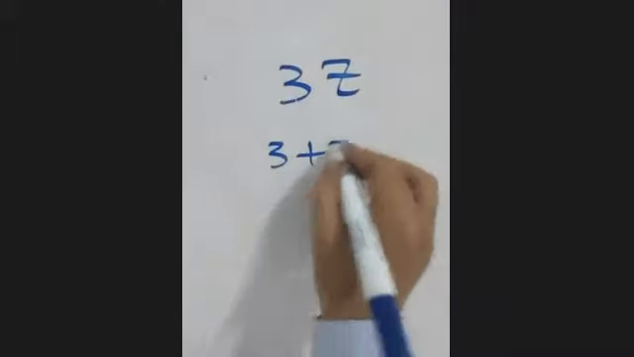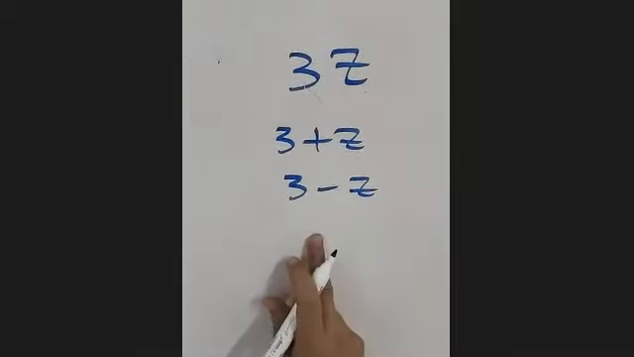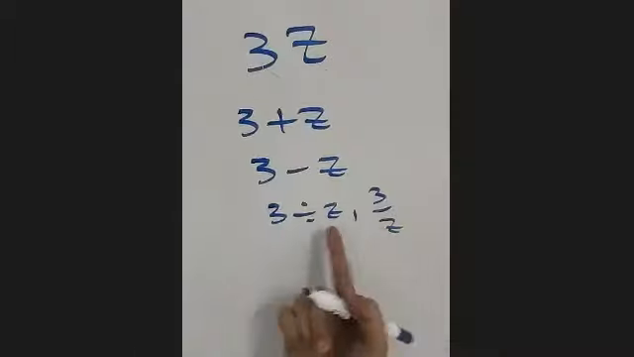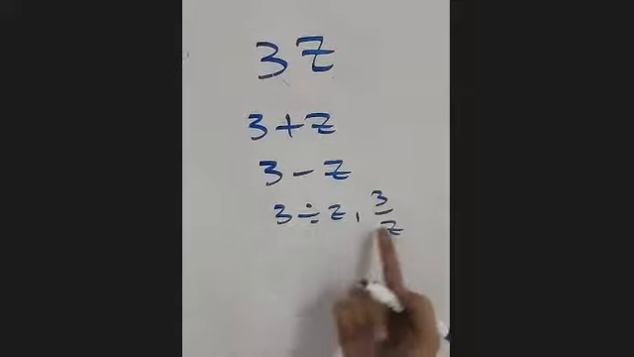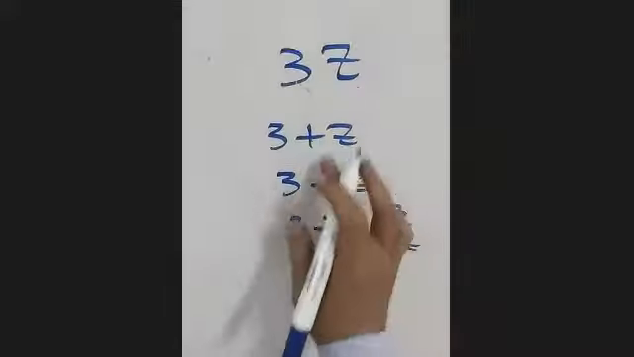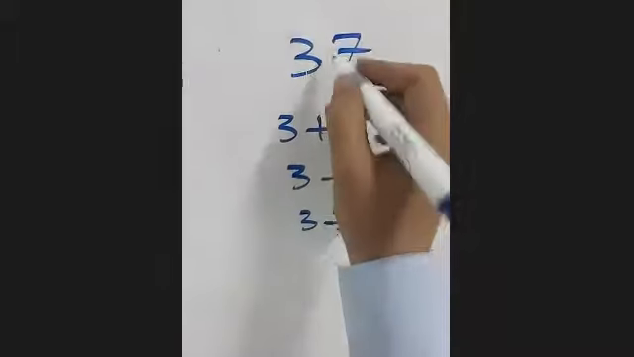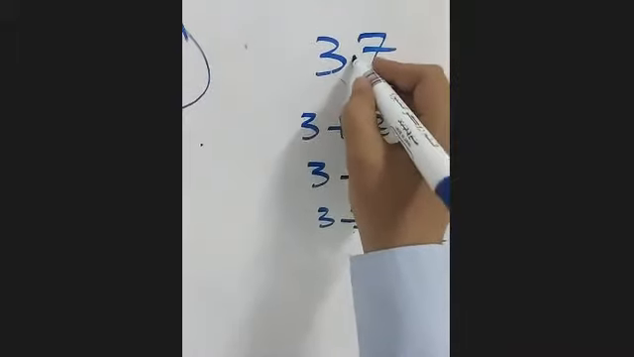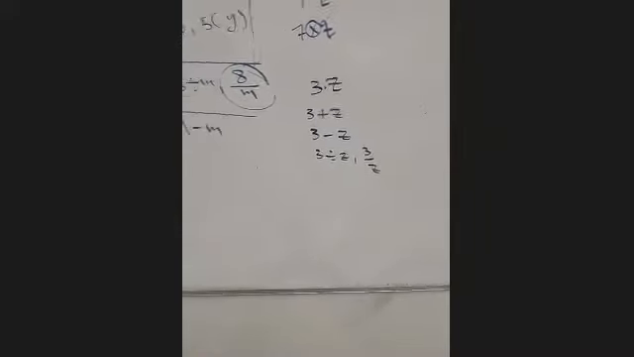What's this? 3 plus Z. Addition. What's this? 3 minus Z. Subtraction. What's this? 3 divided by Z, or 3 over Z. You can use division or a fraction for division, right? Yes. So addition, subtraction, division, we need to write them. But the multiplication, no. Got it? Thank you. Right.